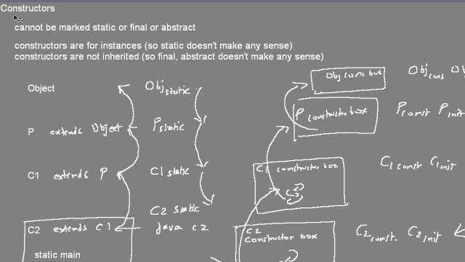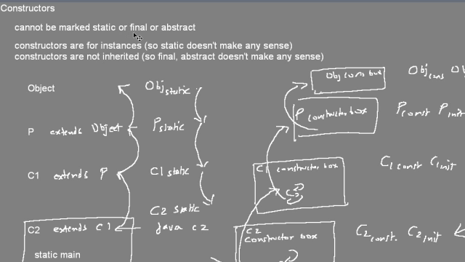In this video, I'd be talking about constructors. Constructors cannot be marked as static or final or abstract. They cannot be marked static because of obvious reasons: constructors are meant for instances, not for the whole class.